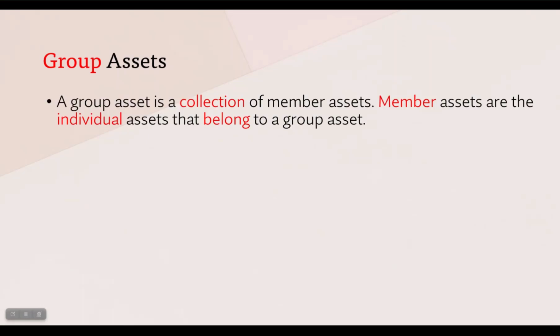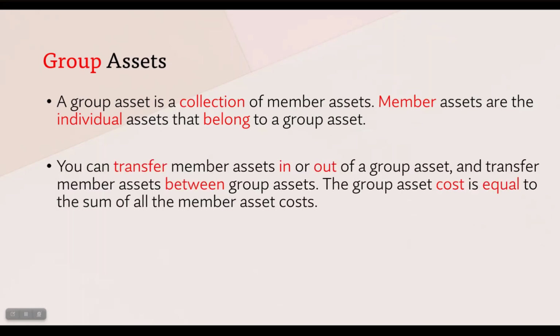Group assets is a collection of member assets. Member assets are the individual assets that belong to a group of assets. You can transfer member assets in or out of a group of assets, and transfer member assets between groups of assets. The group asset cost is equal to the sum of all the member asset costs. For example, if you have one group of assets with 3 member assets, the sum of all these member assets' cost is the group asset cost.